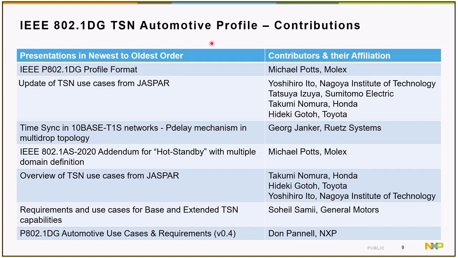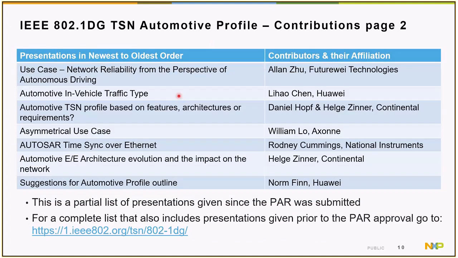So again, each of these presentations is available. I'm not going to go through each of them, and again, this is a partial list given since the PAR was submitted. There are others, and so you can see some of the people. I'm sure you recognize a number of the names. And for the complete list, again, you can go to this link and find these presentations. These are all public presentations, and again, verify whether you think these use cases are relevant or not. And if you don't see anything that covers your use case, again, that's something that we'll talk about later, how you can help.